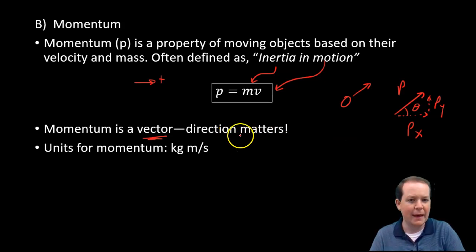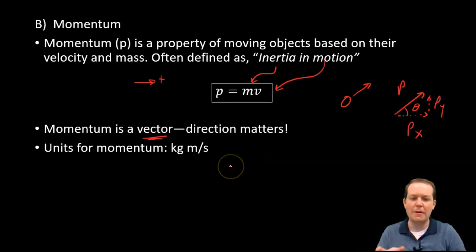So direction does matter. Now the unit for momentum, well, mass, that's measured in kilograms. Velocity, that's measured in meters per second. So the overall unit for momentum, it has to match the equation, and here it is. It's kilograms meters per second. There is no special name for the unit for momentum. It's not named after any other scientist.